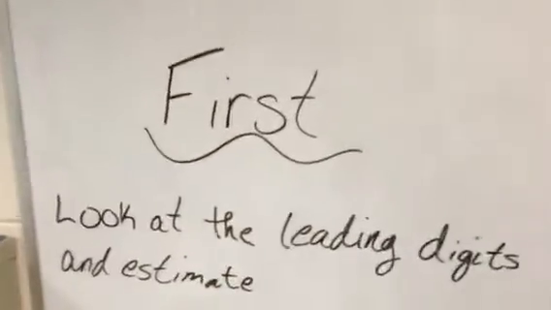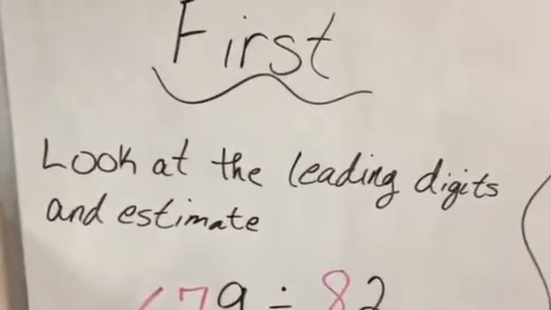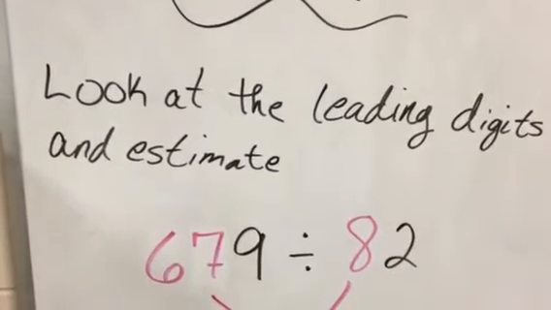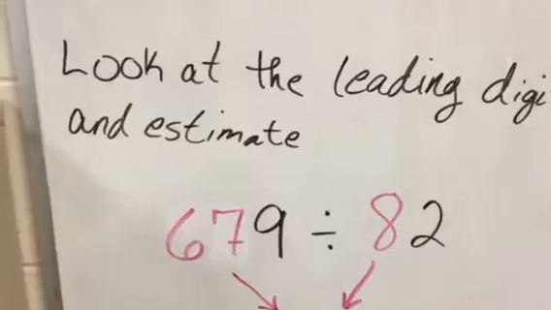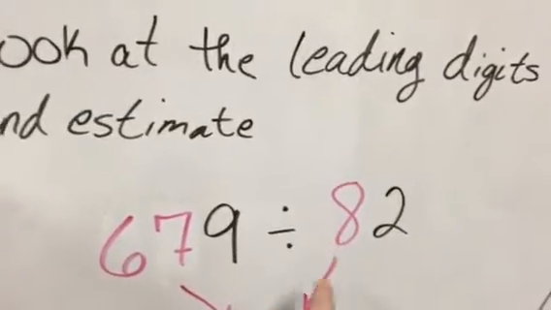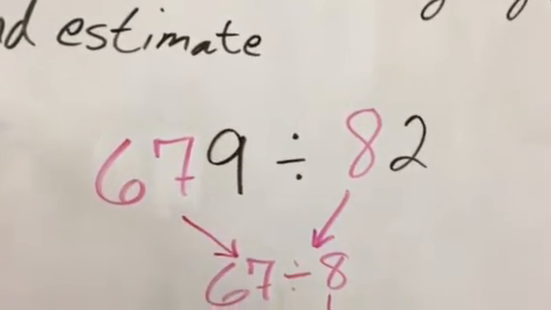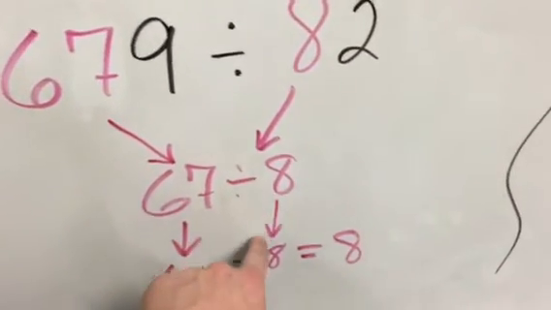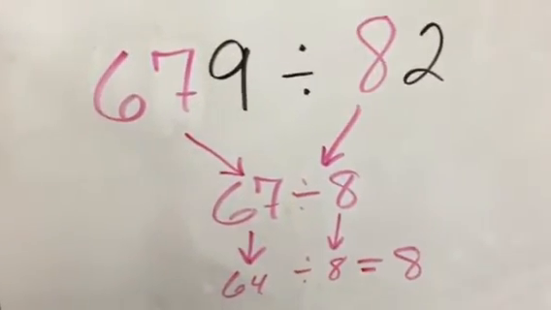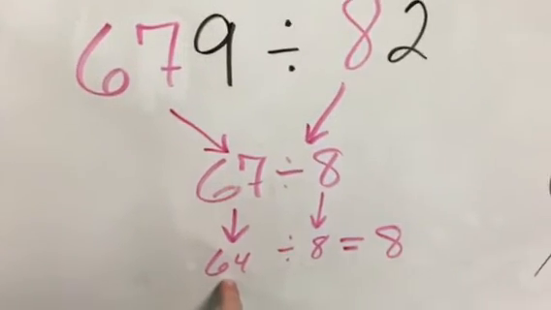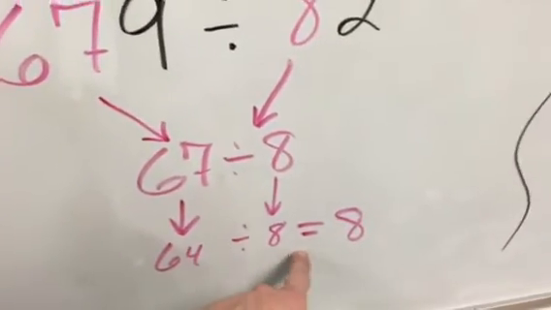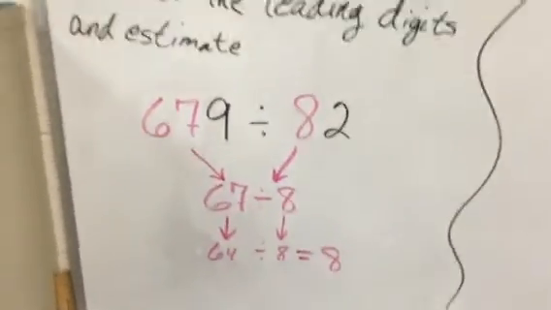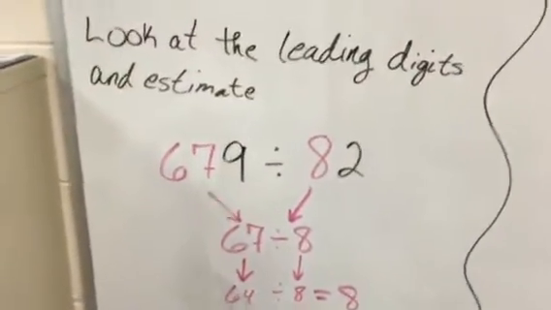Alright, so first, what we're going to do is we're going to look at the leading digits and estimate. So in 679 divided by 82, we look at the 67 and the 8, and we say that 67 will change to 64 and 8 will stay 8. And I chose those numbers because I know that they are compatible. 64 divided by 8 comes out evenly to 8. That's the start. That's half of what we need to do.